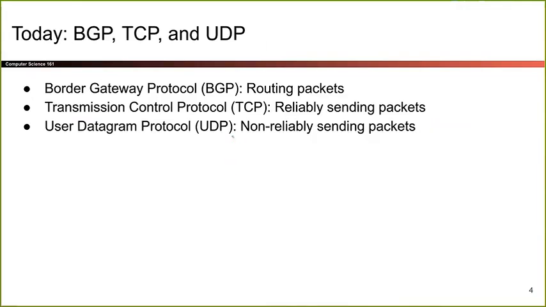So at layer 3, we have something called BGP, which is all about routing packets, and we'll see that. And then we'll move to layer 4, which has 2 different protocols. So you have to think about TCP, which is used for reliably sending packets, and UDP, which is for non-reliably sending packets. So we'll see both of those.